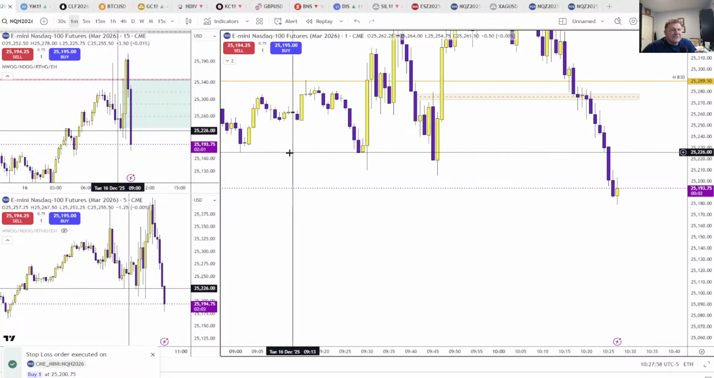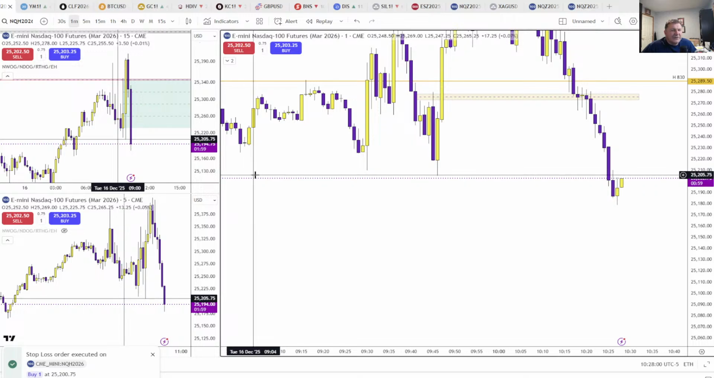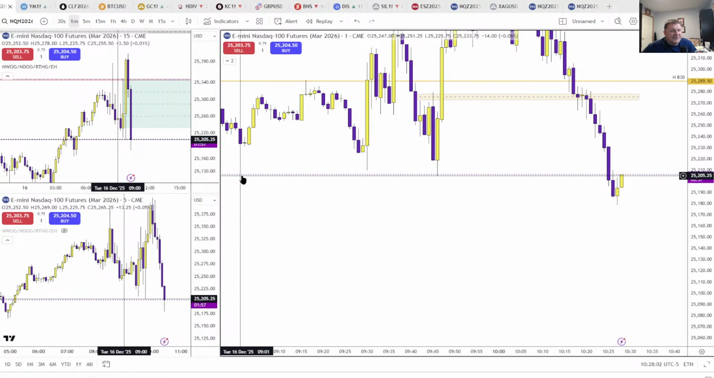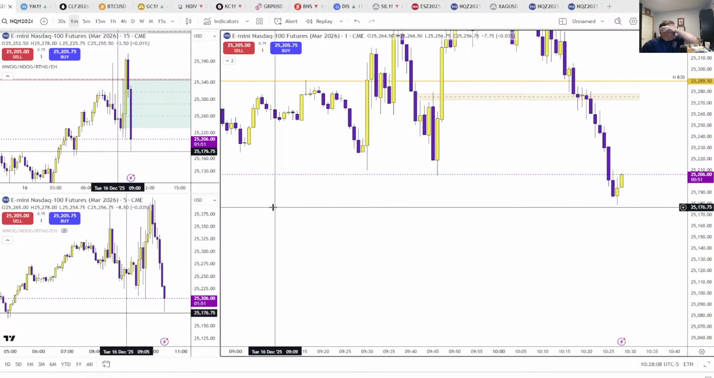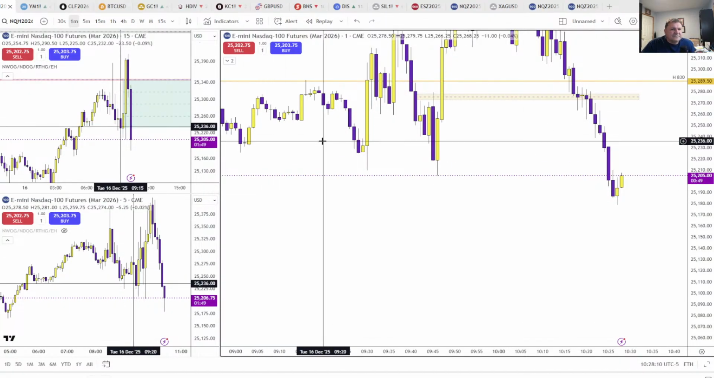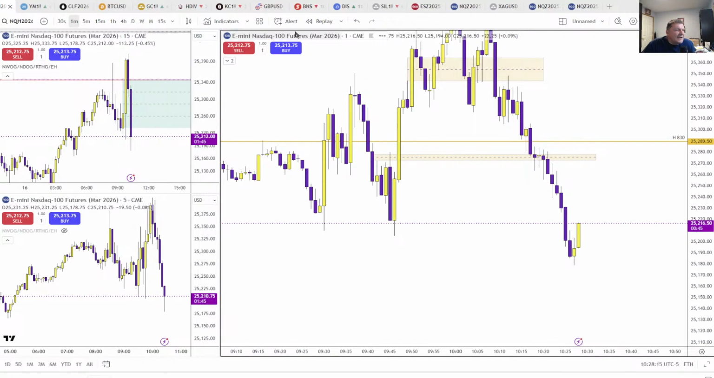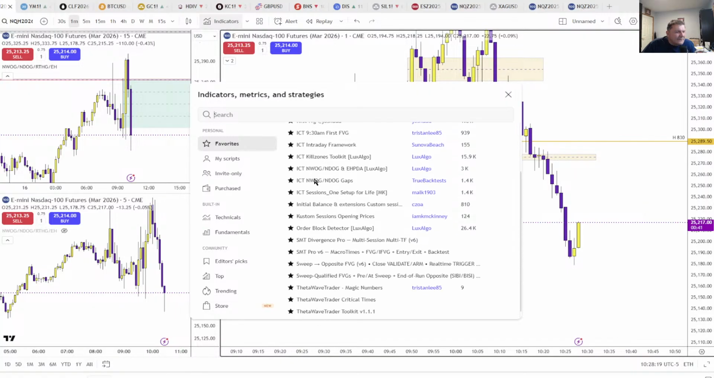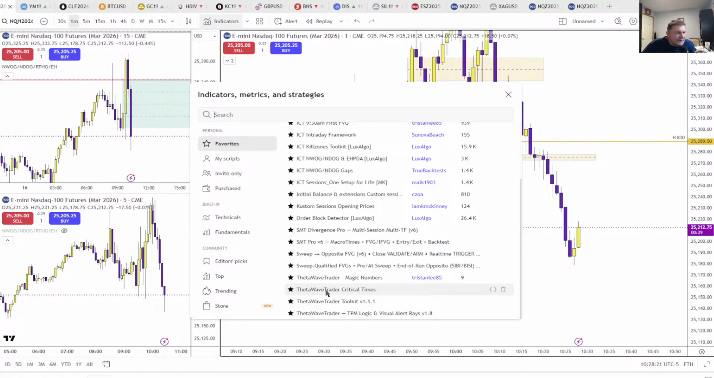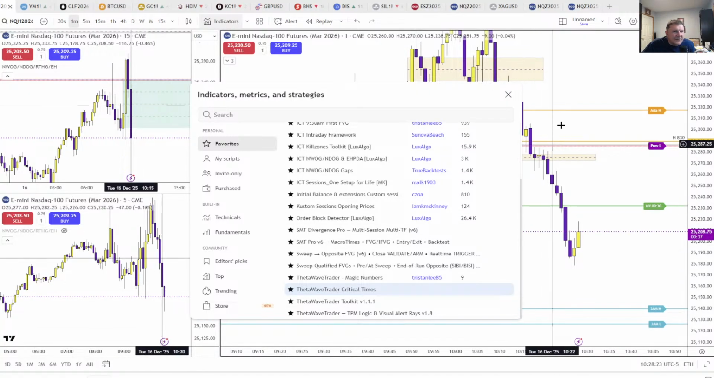Now, Mark's got an interesting system of doing, we call it the Marky Mark, Chris. It's the 3-hour candle. And I think I have that as an indicator. I think I made it an indicator. Critical times, I think this is what I call it.